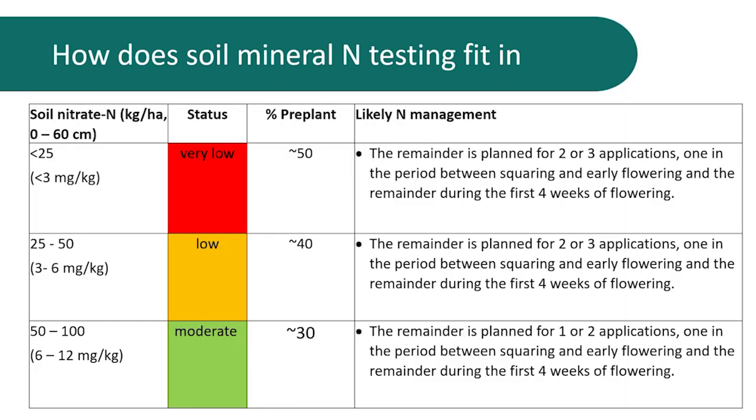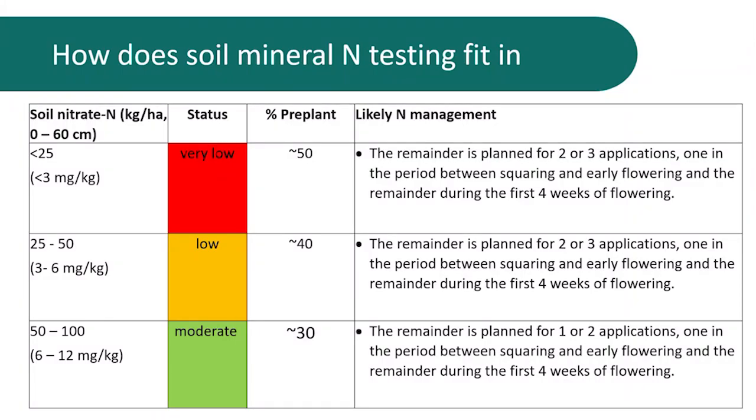probably early squaring. And the soil nitrogen, the nitrate, the mineral nitrogen, can tell you a little bit about that. So, I've said there, if you've got less than 25 kilograms per hectare to 60 centimetres, which would relate to a soil test value of less than 3 milligrams per kilogram down to 60 centimetres, then you probably need to think about getting up to 50% up front prior to sowing.